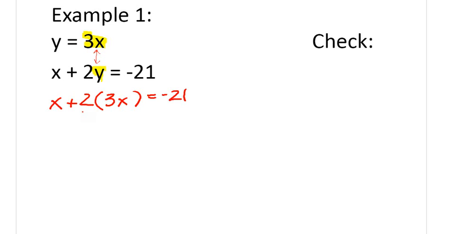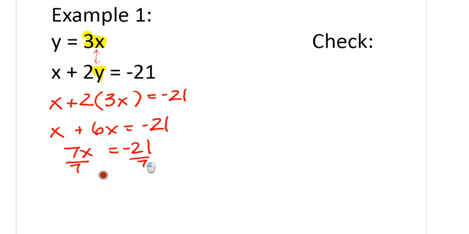I can go ahead and combine like terms here and distribute. So I have x plus 6x is equal to negative 21. And this would be 7x then equals negative 21. Divide both sides by 7, and x is equal to negative 3.